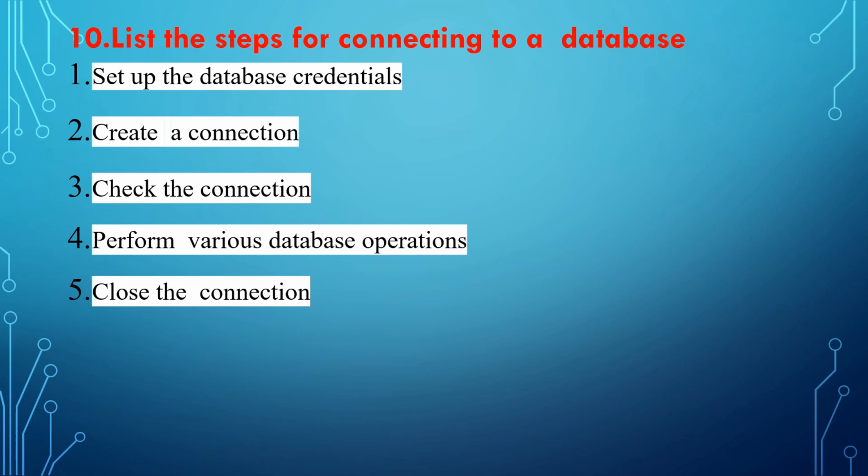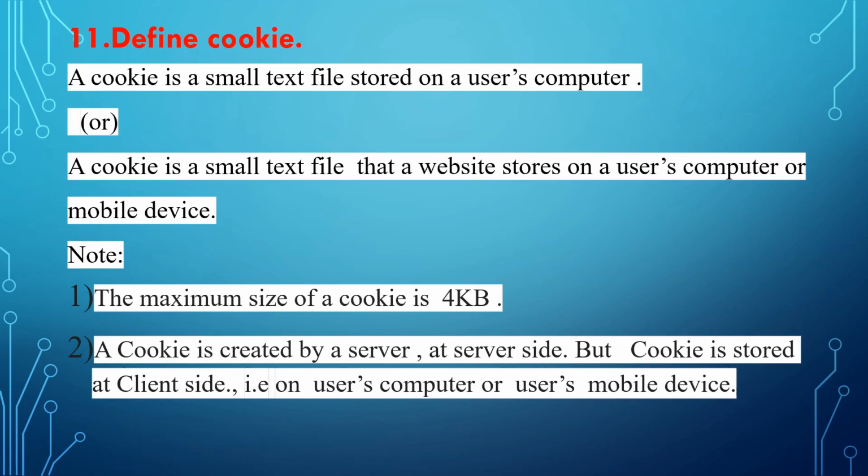Once we set the credentials, then we have to create a connection. Once the connection is established, we need to check whether the connection is established or not. Once the connection is established, we need to perform various operations on the database. Once operations are over, we need to close the connection. So these are the commonly used steps for connecting to a database.